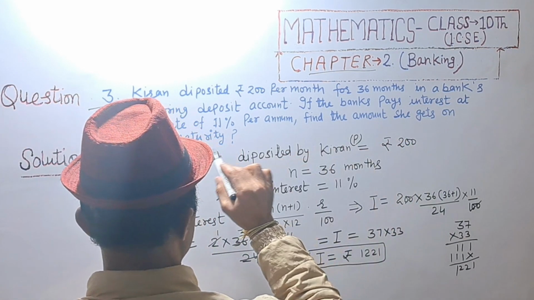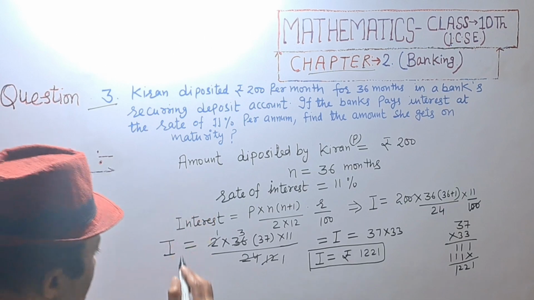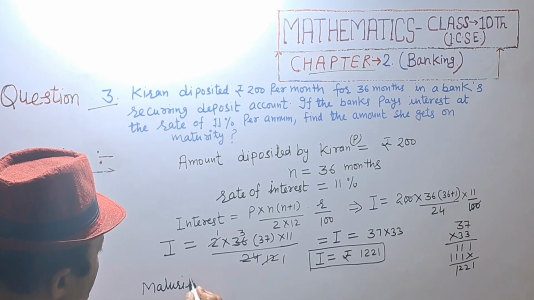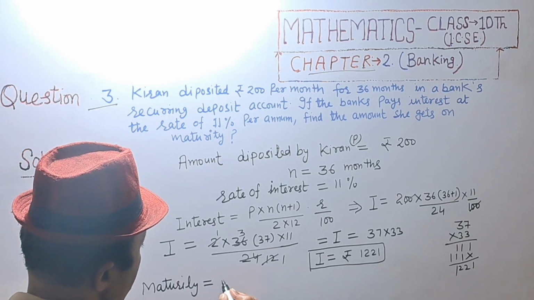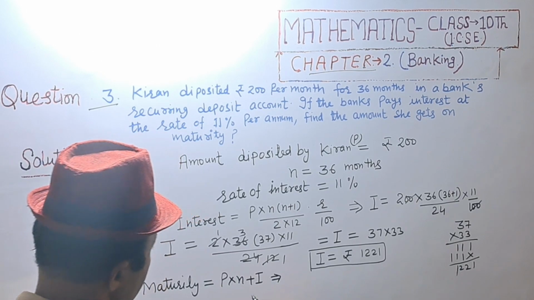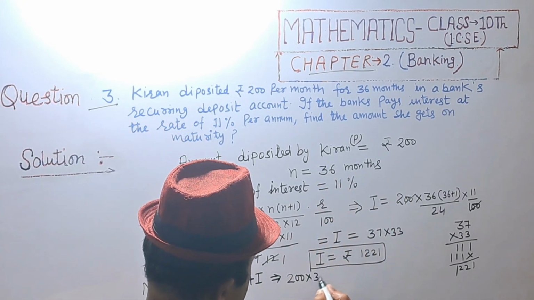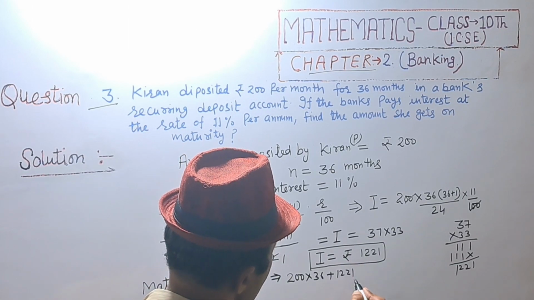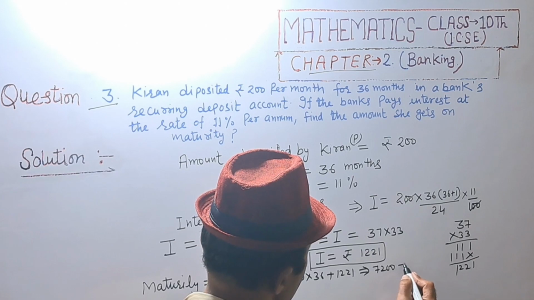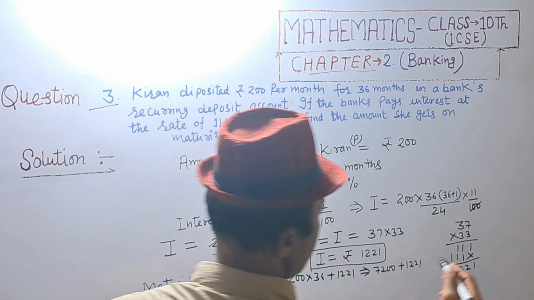Find the amount she gets on maturity. Maturity is equal to P multiplied by N plus interest, which implies P is 200 multiplied by N is 36 plus interest is 1221, implies 36 2s are 7200 plus 1221.